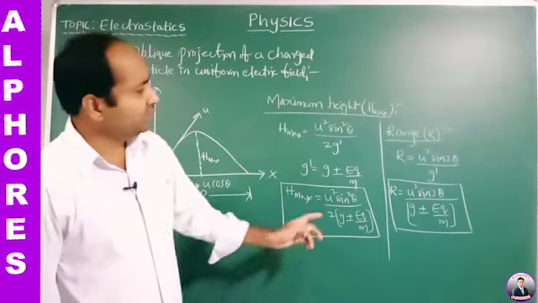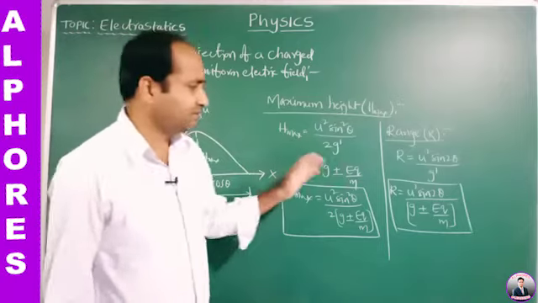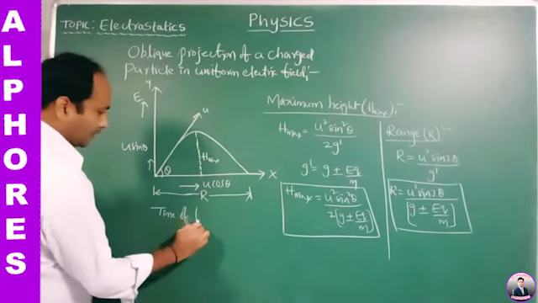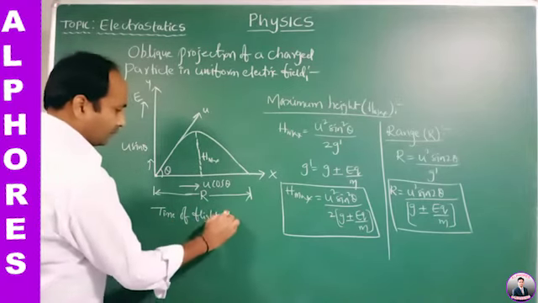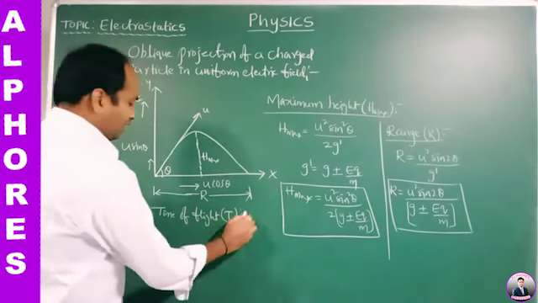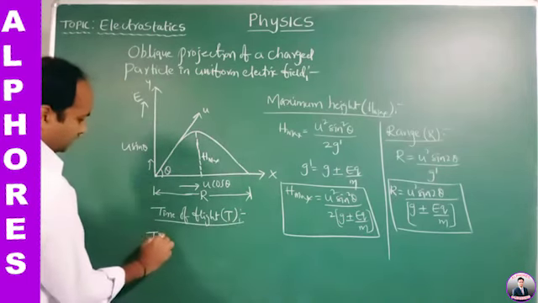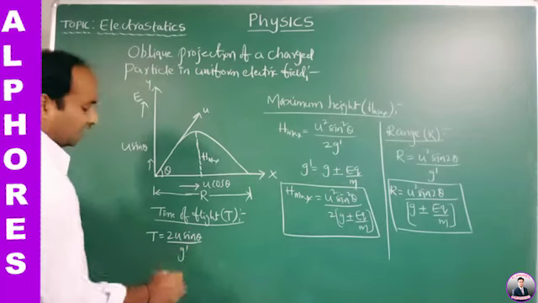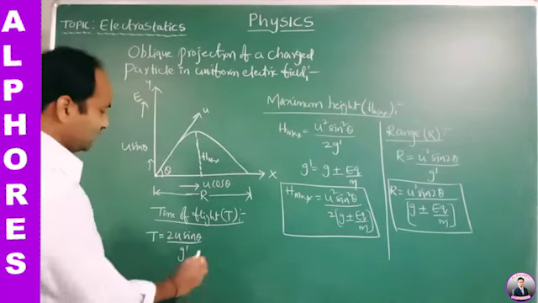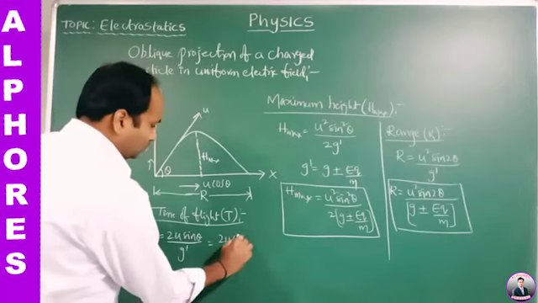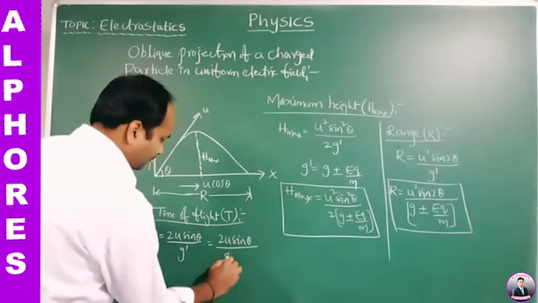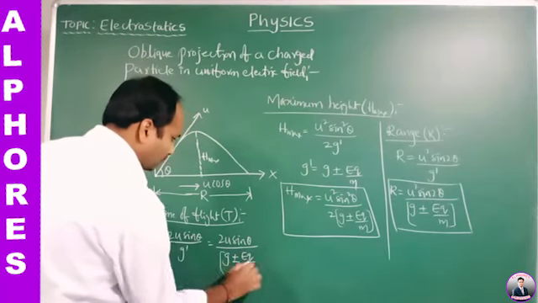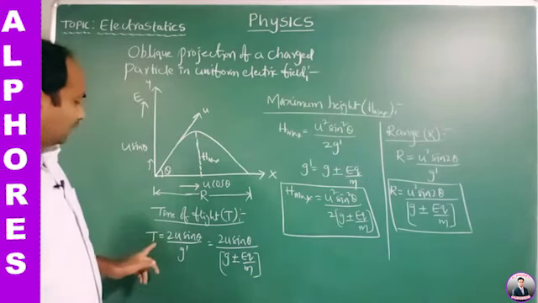And what is the third one? Again, find the expression for the time of flight, capital T. In general, the time of flight T is equal to 2u sin theta by g. Here again g dash, the net acceleration, so it can be written as 2u sin theta by g plus or minus eq by m. Capital T is the time of flight.